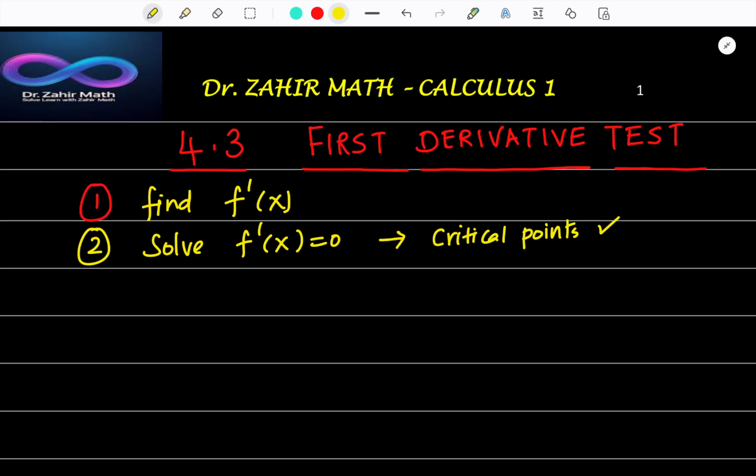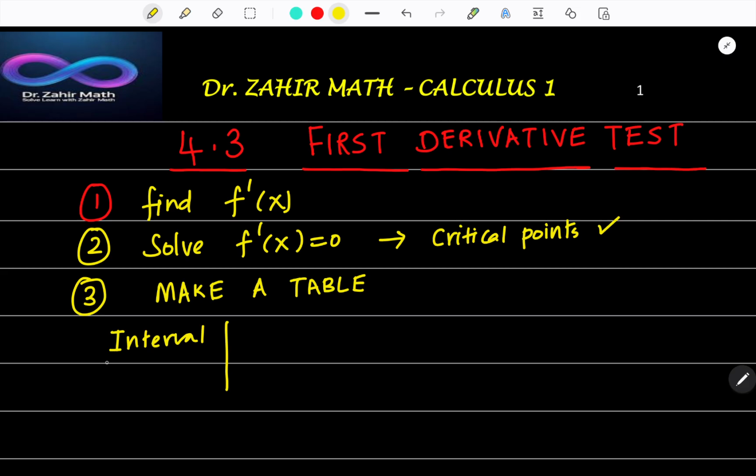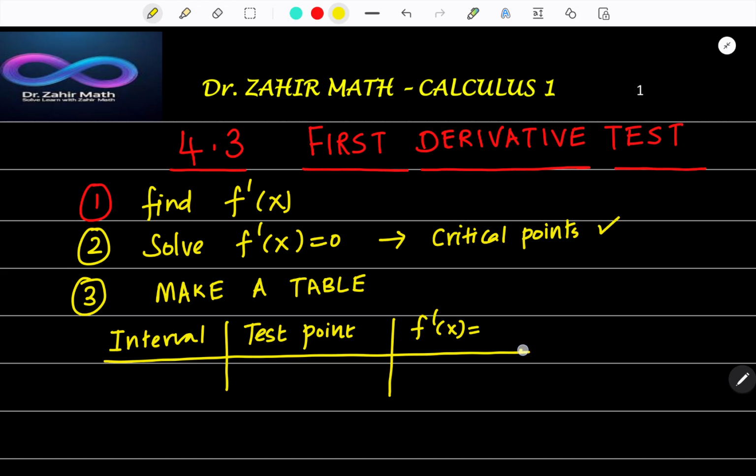Next, step number 3, we are going to make a table. What does the table consist of? The first thing, we are going to make an interval in the table. Then after that, we are going to take one test point. Then you write your f dash of x equation and you're going to put the values.